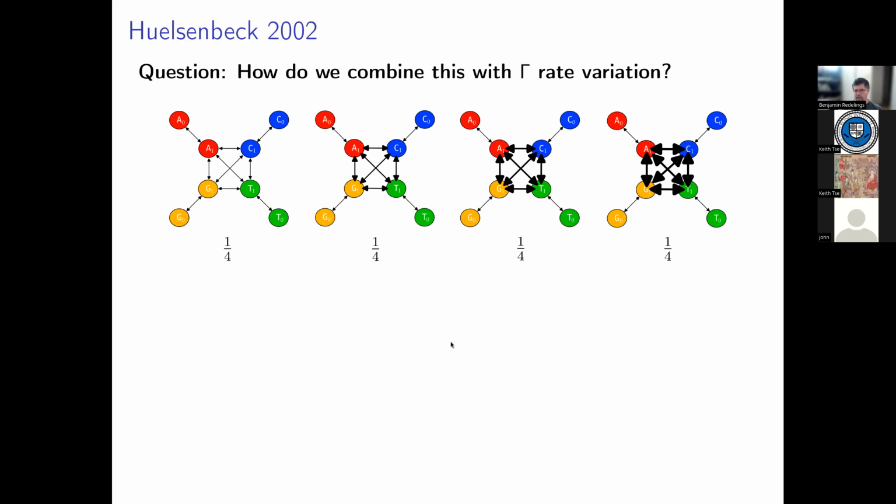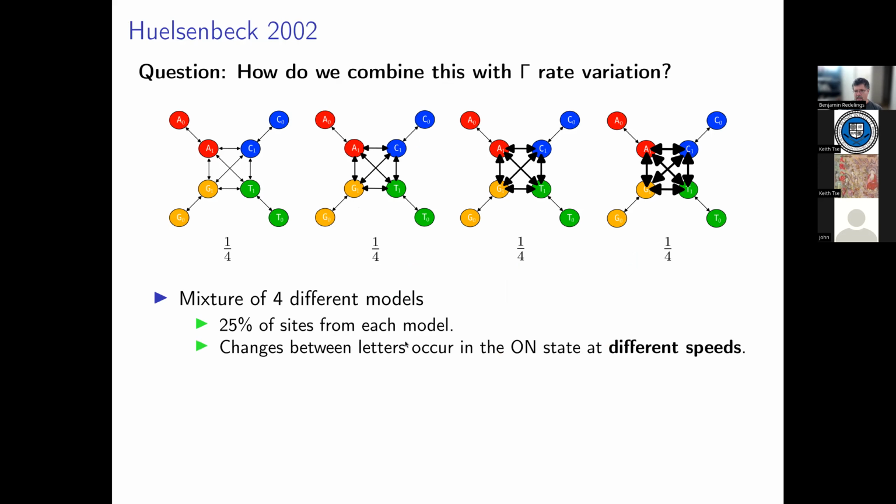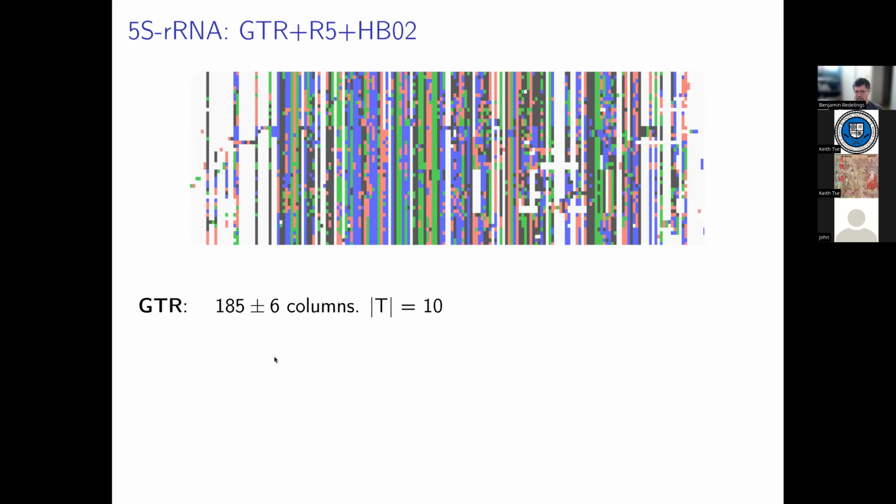So now we need to combine this with rate variation. And the way we do this is that we have a probability distribution that's a mixture of 4 different models, with 25% of sites following each model. The rate of change between letters when you're on occurs at different speeds. So in the rightmost model, it occurs at a high speed. In the leftmost model, it occurs at a low speed. However, the rate of change between on and off occurs at the same speed.